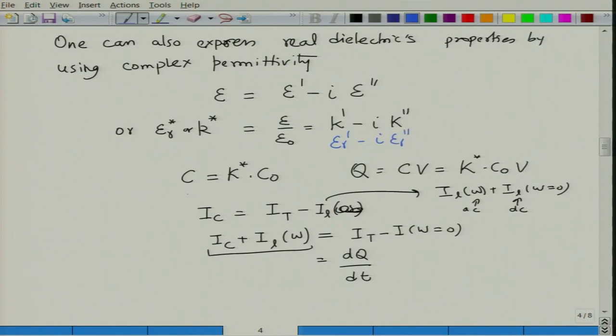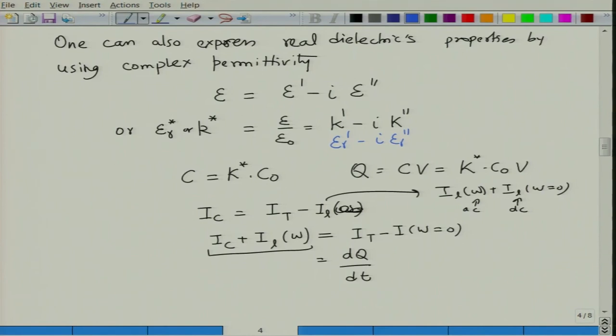We also know that capacitance is equal to k star into C naught, and we know Q is equal to CV. So appropriately, we can now write an expression for the frequency dependent current that you measure, because now the charge is not equal to only C naught V, charge is equal to k star, which is a complex quantity, multiplied by C naught V, which means this variation of charge is going to represent all the frequency dependent variation.